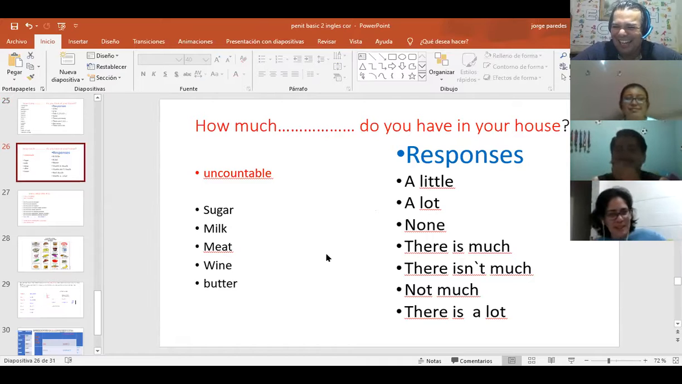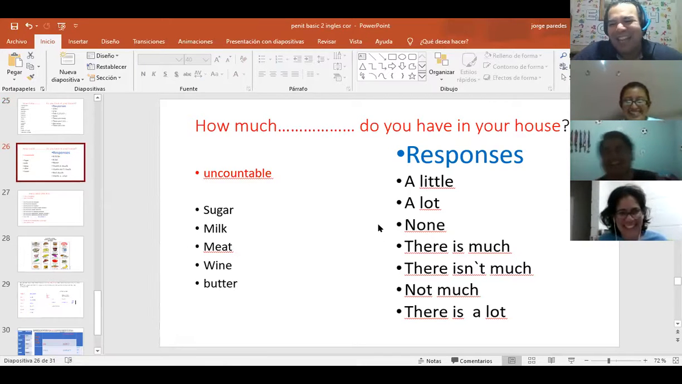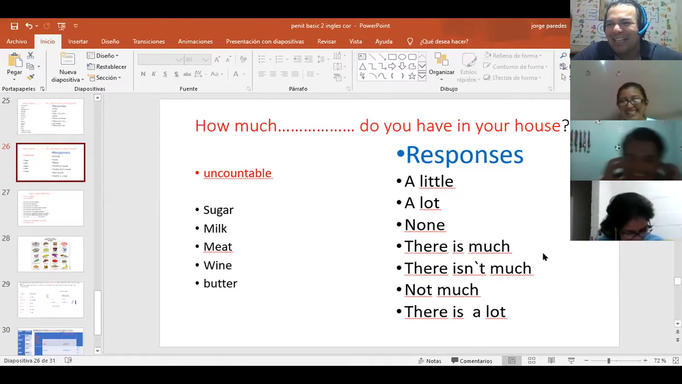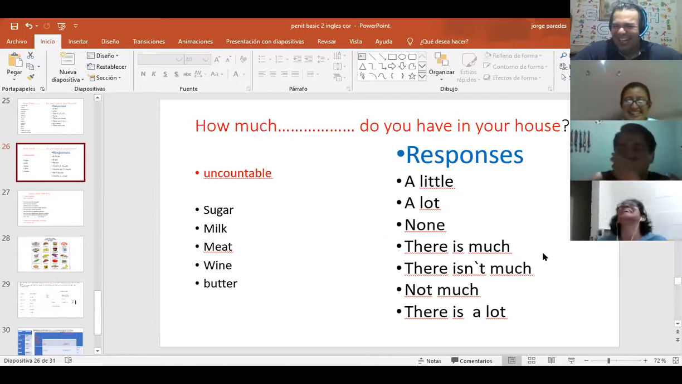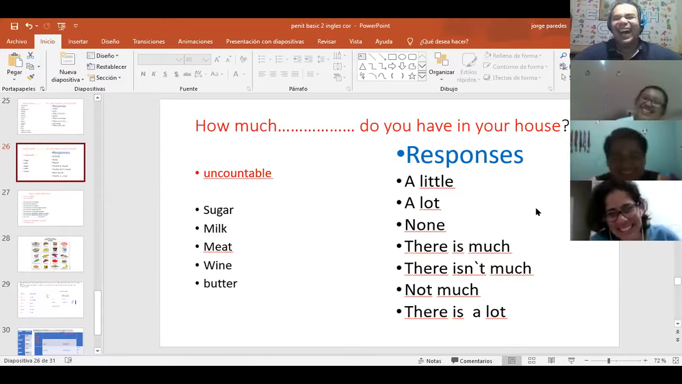Yo sí puedo decir una leche. En cajita, sí. Yo sí puedo. Lo que pasa es que se me va a salir de la mano. All right, that's good.